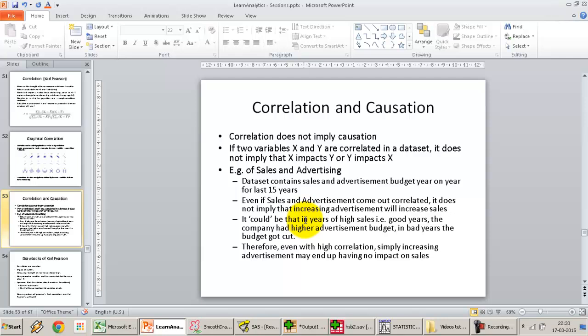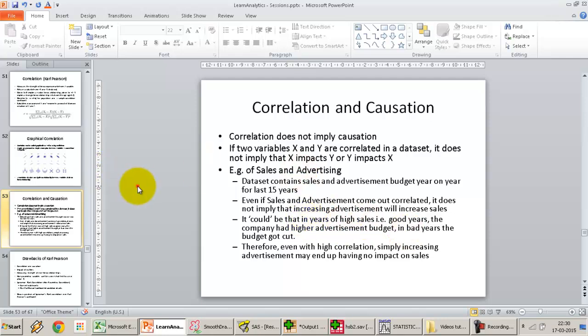Both x and y could be functions of a third underlying variable which you may not be able to capture. It may not even be there in your data set. So again, a very strong argument is always reinforced whenever we do correlation analysis, that correlation does not imply causation between the two variables in a data set.